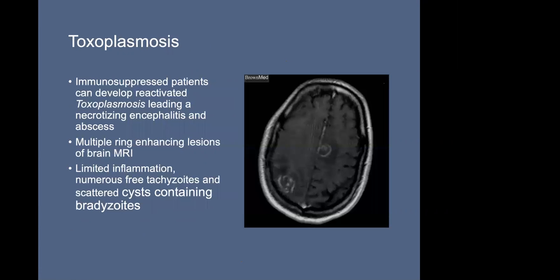Immunosuppressed patients can have toxoplasmosis, which is necrotizing encephalitis. For some reason, toxoplasma likes the basal ganglia more than other regions, and they produce ring-enhancing lesions also, just like brain abscess, but they're more necrotizing in nature, usually.